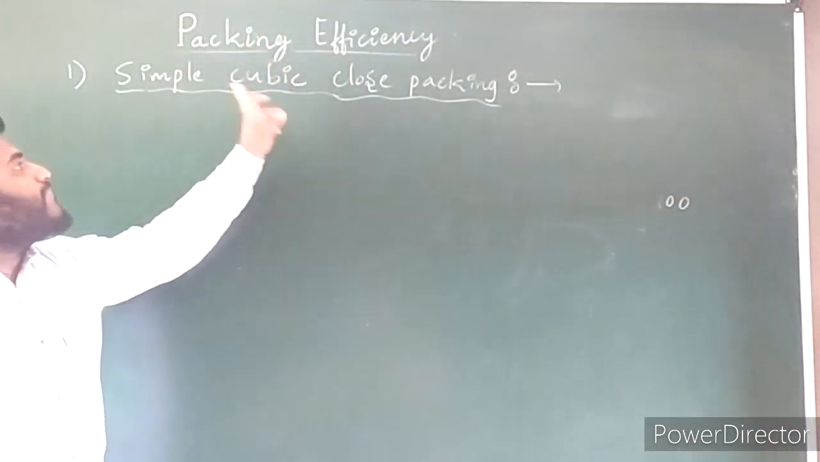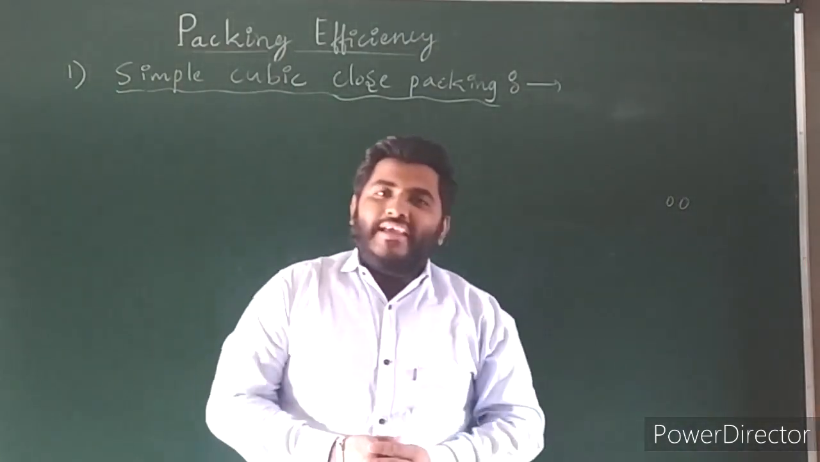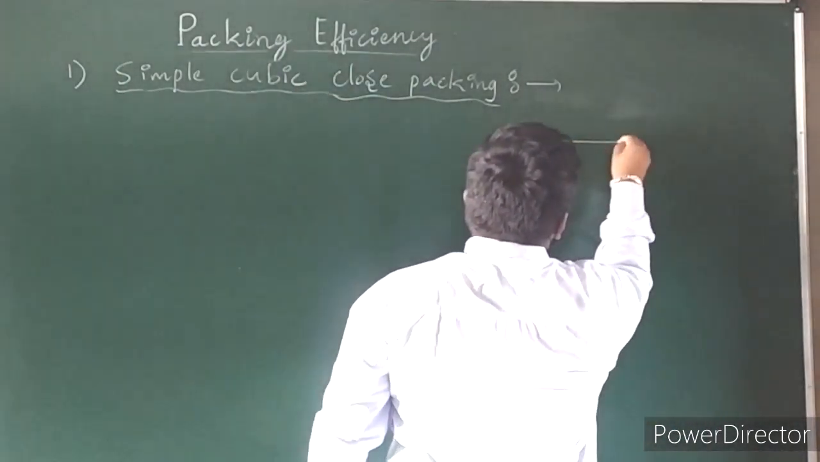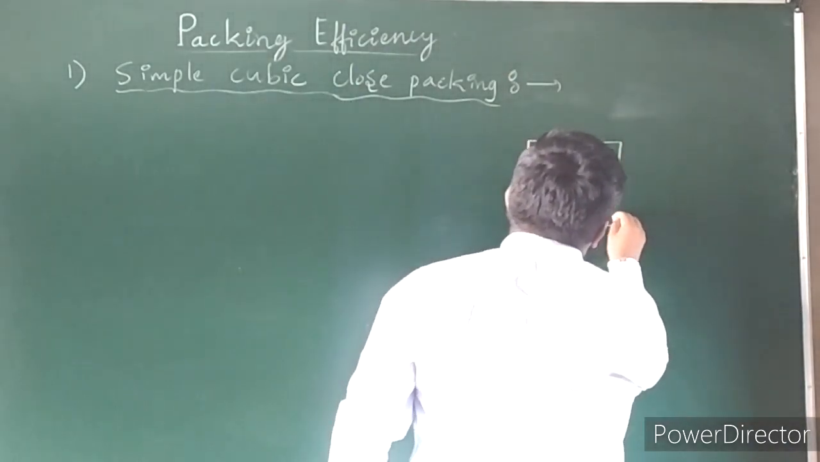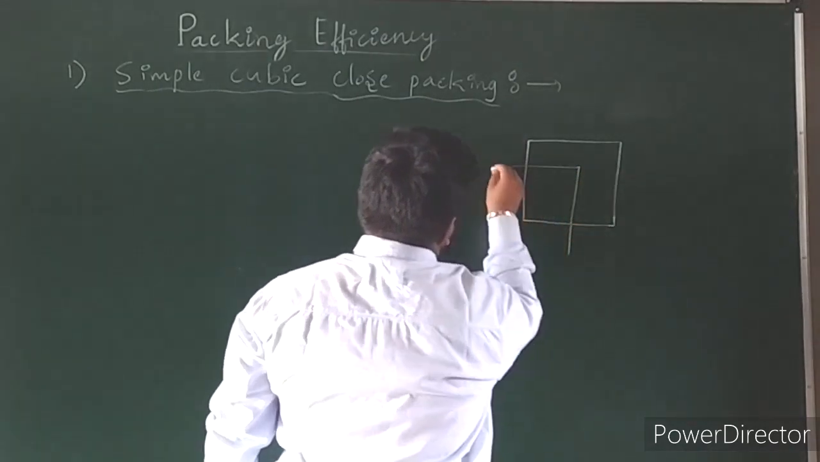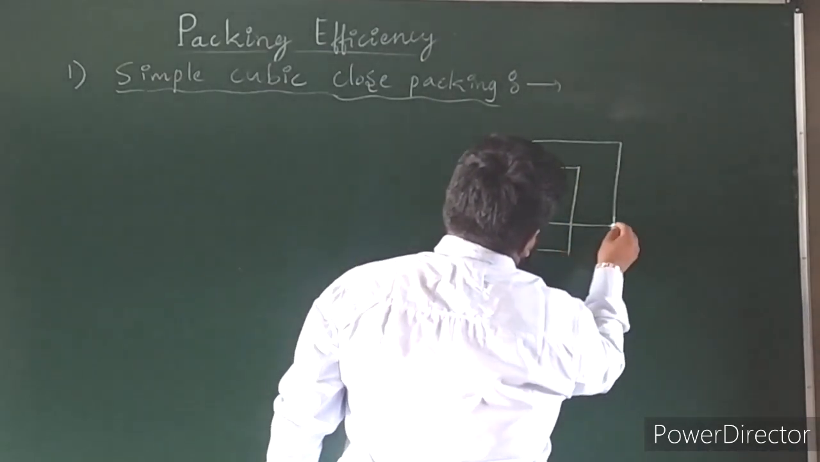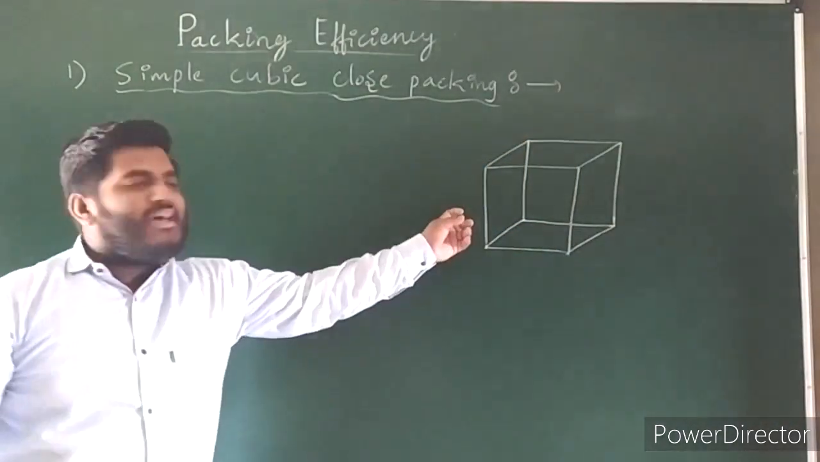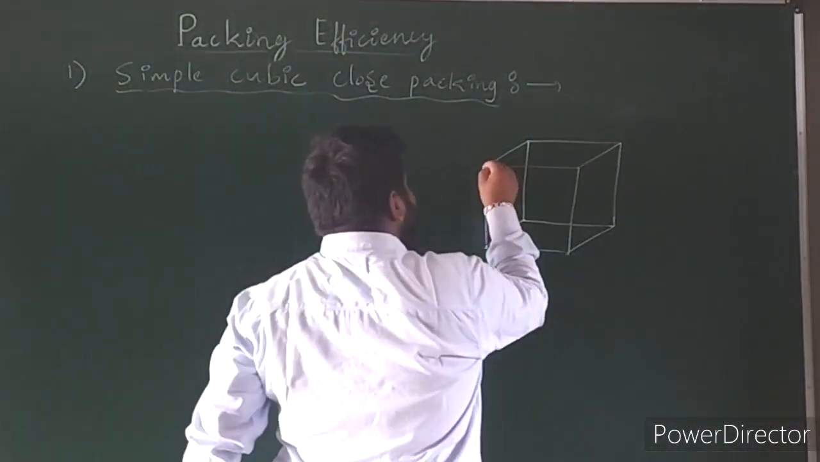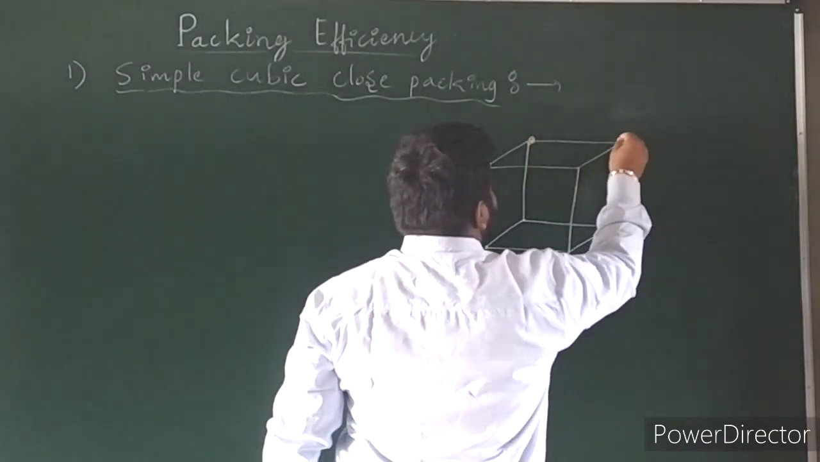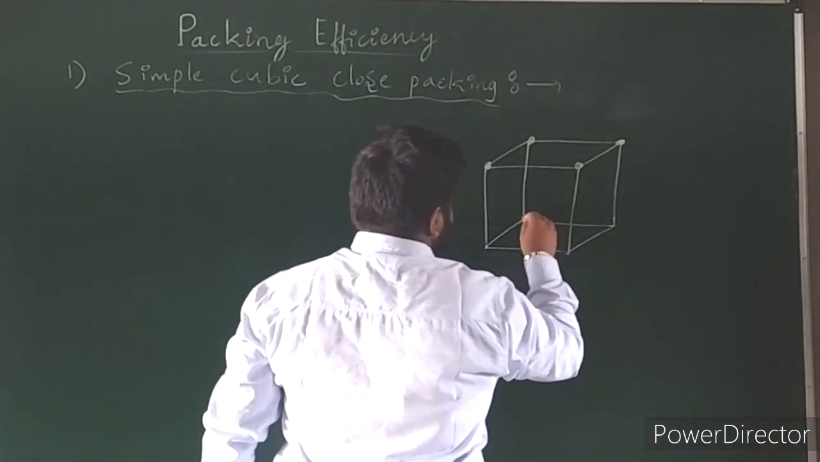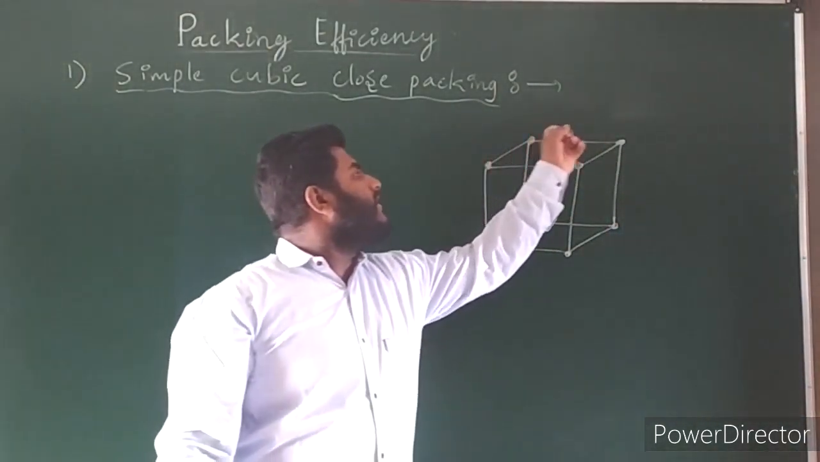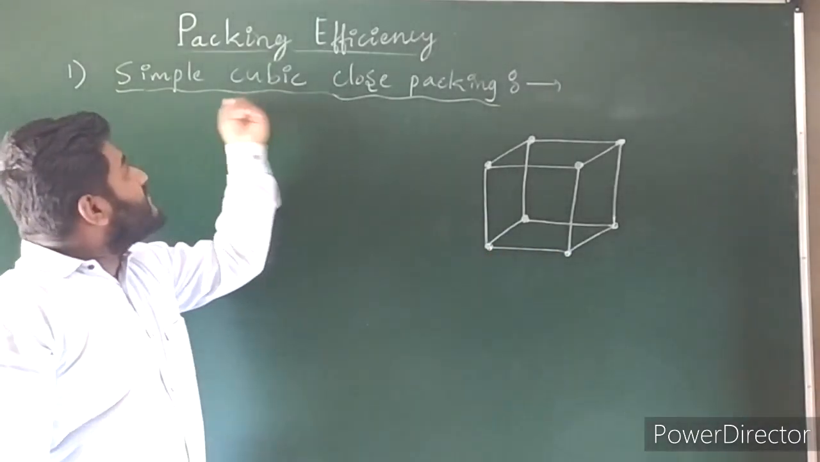Packing efficiency in the case of simple cubic close packing. What is simple cubic close packing, guys? As we studied in the earlier class, the atoms are present only at the corners, not at the body, not at the face. See, this is a simple cubic close packing. Only atoms are present at the corners. 8 corners are there. Atoms or ions or molecules are present only at the corners, 4 above and 4 below. So that is called simple cubic close packing.